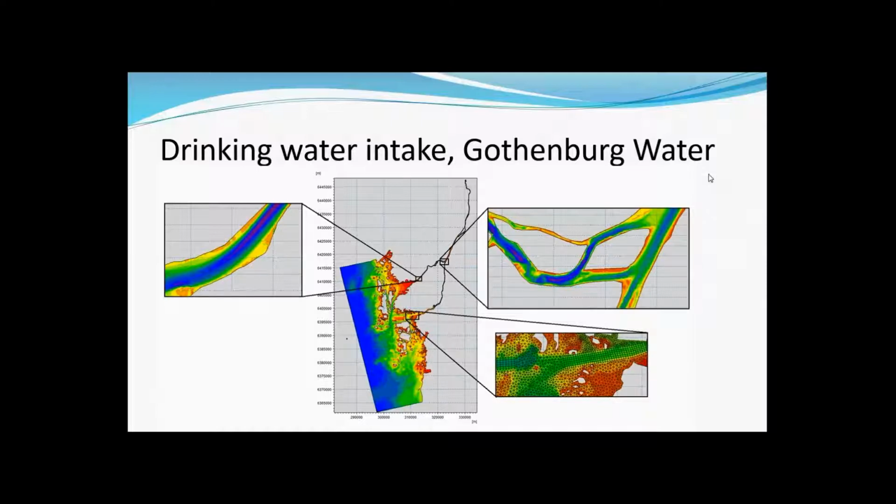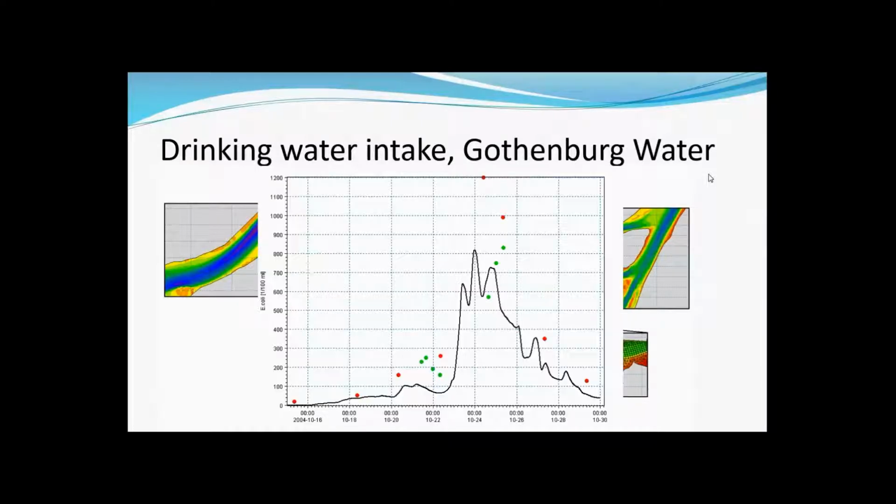But here are the results. The green and red dots are measured E. coli concentrations, and the black line is an example of how we have modeled the concentration very close to that drinking water intake. These kinds of models can then be used to assess, if we change a discharge upstream, which effect it will have on the drinking water intake downstream.